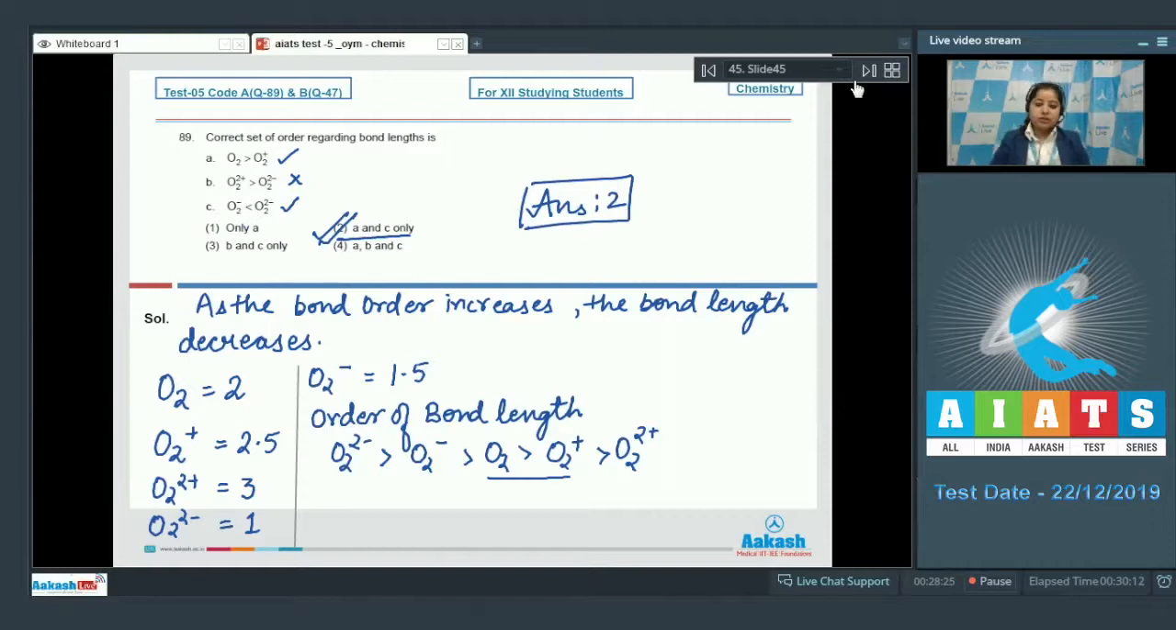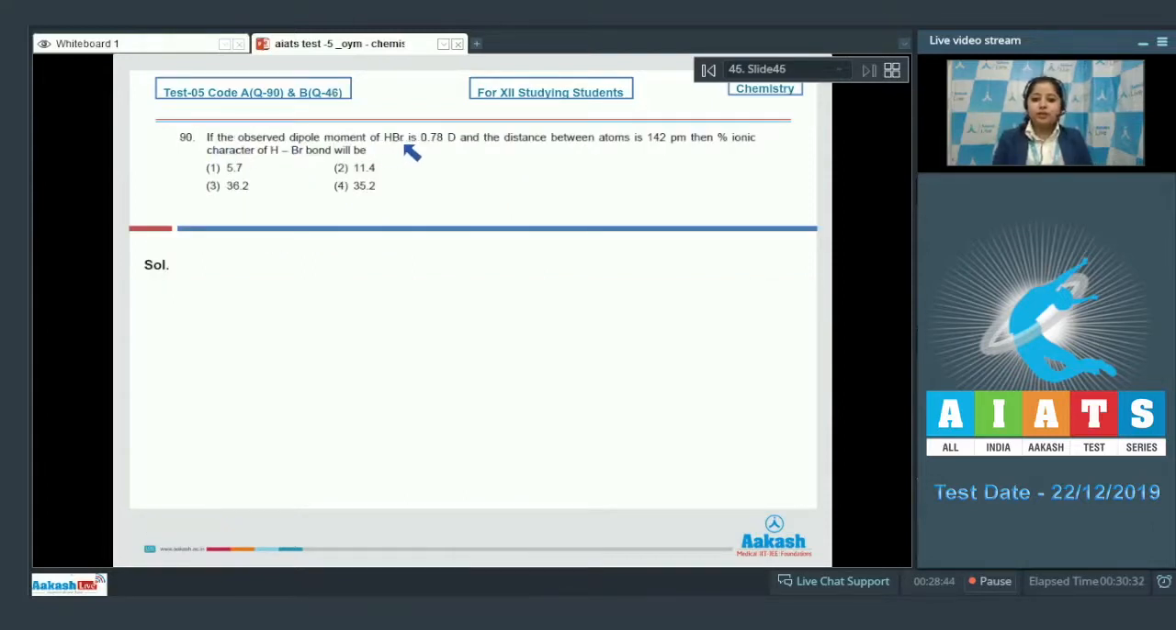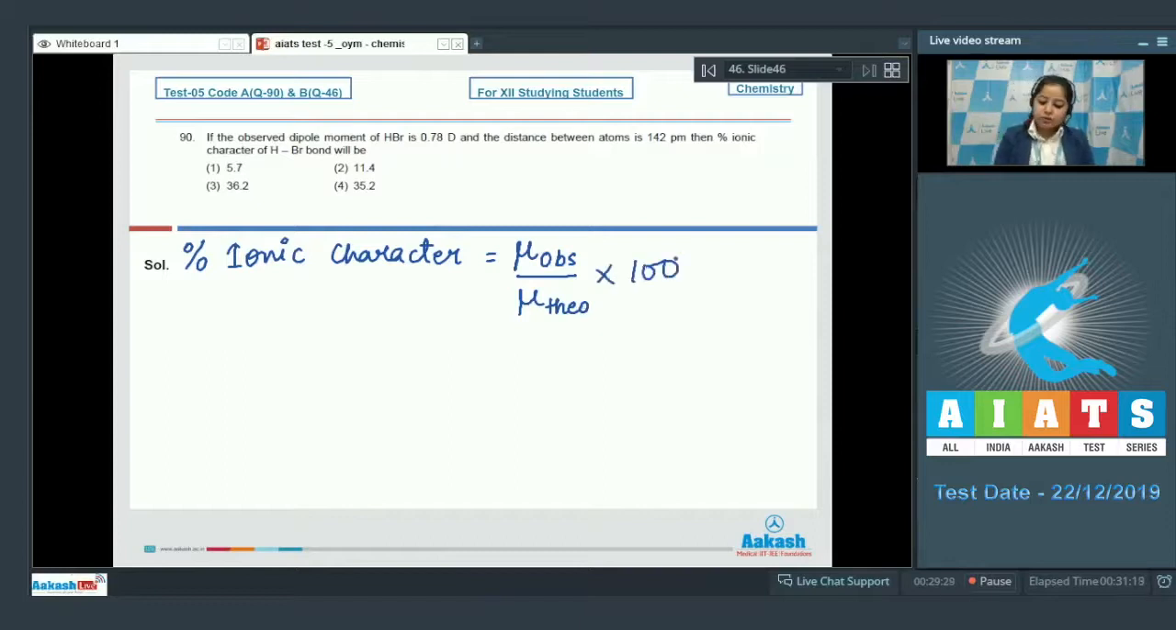Moving to next question, which is 90. If the observed dipole moment of HBr is 0.78 D and the distance between atoms is 142 picometer, then percentage ionic character of HBr bond will be. As students, as we all know that percentage ionic character is equals to mu observed upon mu theoretical into 100. Since observed dipole moment is given, we have to calculate the theoretical dipole moment. So mu theoretical is equals to Q into D.